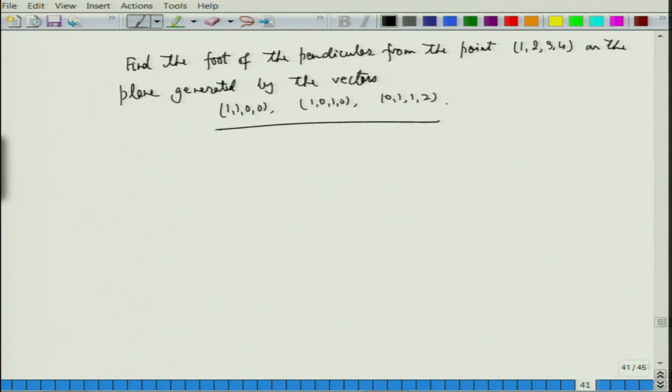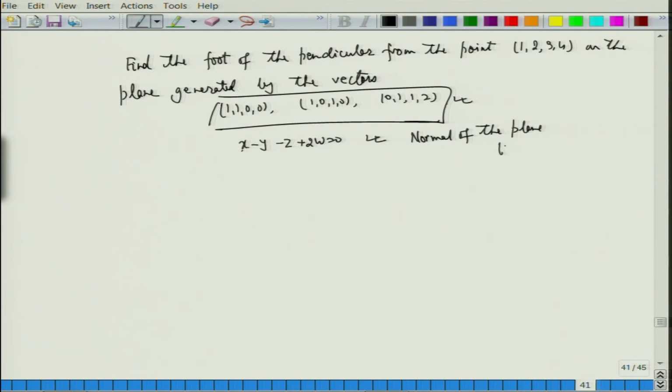So, we had got it by one method, fine. So, the plane generated by these vectors, we had got it using the idea that this is given by x minus y minus z plus 2w equal to 0, I think, let me check it: 1, 1, 0, 0 gives 0; 1, 0, 1, 0 gives 0; 0, 1, 1, 1 minus 2 gives 0, yeah, all right. So, we looked at this, and from there we got the normal of the plane as 1, minus 1, minus 1, 2.